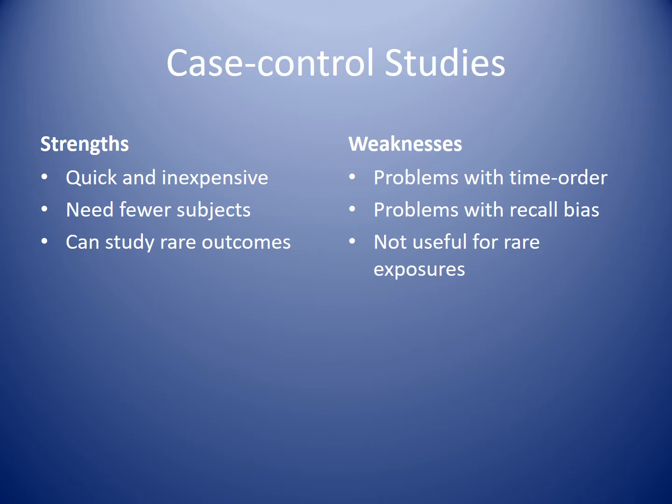Weaknesses are a problem with time order. It can be hard to determine if the cause or the proposed cause really came before the effect. Problems with recall bias. For instance, the mothers of the PPHN babies, something bad happened to their baby, so they may recall things differently or be more hyper alert to certain exposures than women whose babies were fine. And also, case control studies are typically not useful for rare exposures.